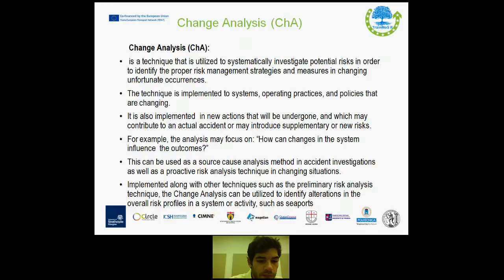new risks. For example, the analysis may focus on how changes in the system influence the outcomes. This can be used as a root cause analysis method in accident investigations, as well as a proactive risk analysis technique in changing situations. Implemented along with other techniques such as the preliminary risk analysis illustrated above, the change analysis can be utilized to identify alterations in the overall risk profiles in a system or activity such as seaports.